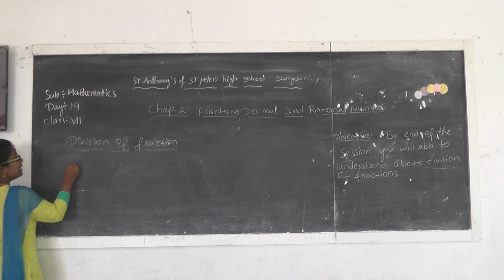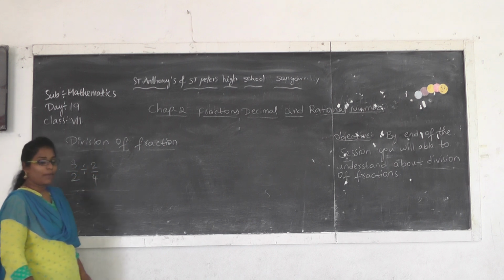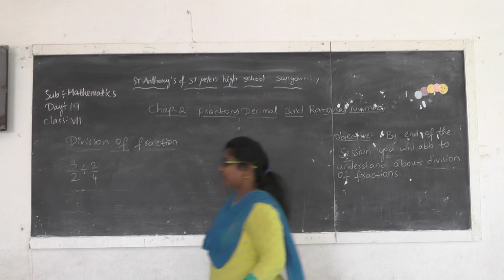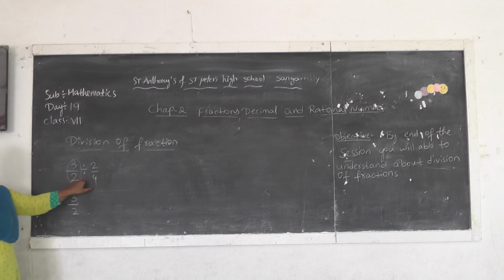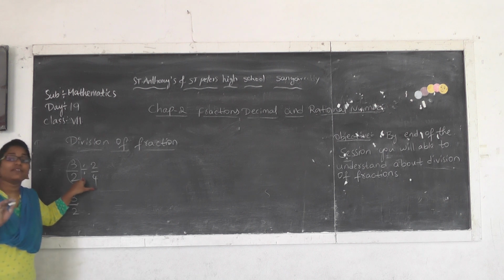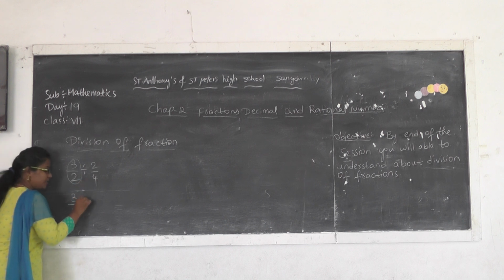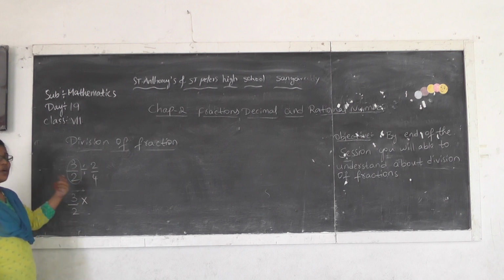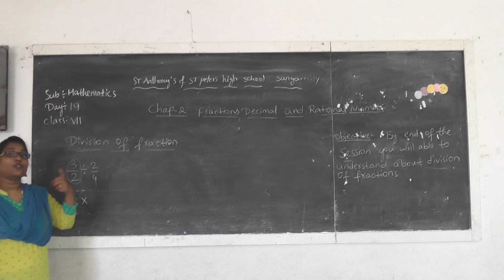For example, let me take 3 by 2 divided by 2 by 4. How to do this division? Let me explain. First, write 3 by 2 as it is. Now, this division should be written as the multiplication symbol, because division is the inverse of multiplication. Change the division into the multiplication symbol and write 2 by 4 as its reciprocal. Just now I explained what is meant by reciprocal. We just have to interchange the numerator and denominator.